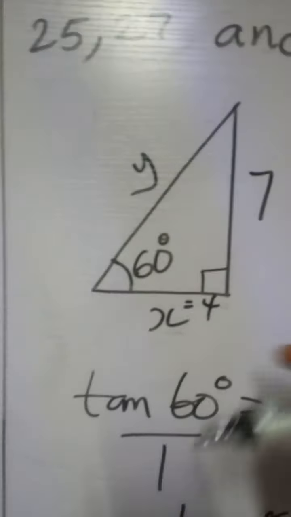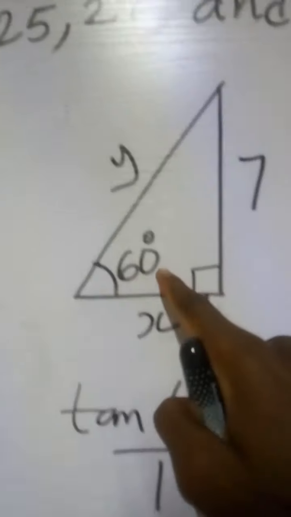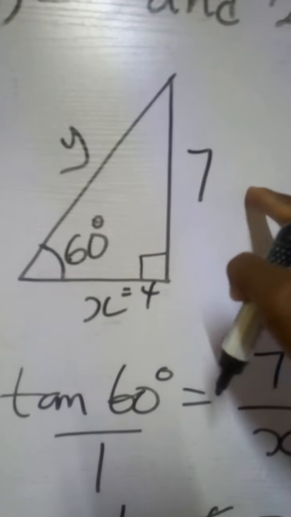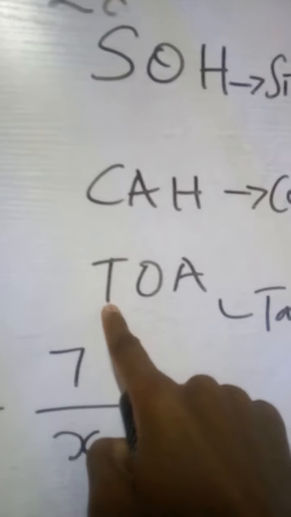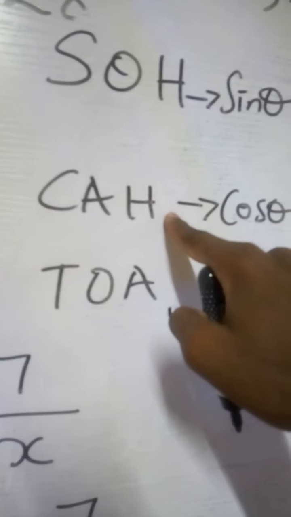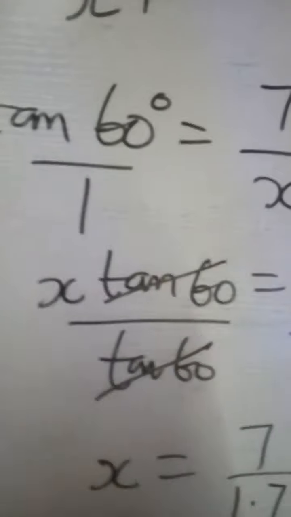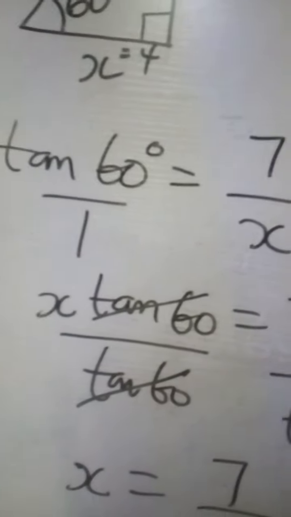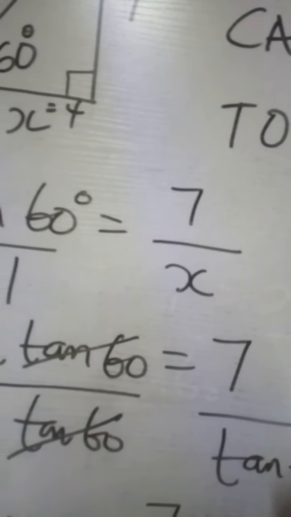So what do we want to find? We want to find x. We consider our angle, and the angle was given. We have the opposite and the adjacent. So we use TOA, which is tan, opposite over adjacent. We cannot use the others because we are not using the hypotenuse at that stage. Now, we were able to find our x, cross multiplying, because opposite over adjacent is x.